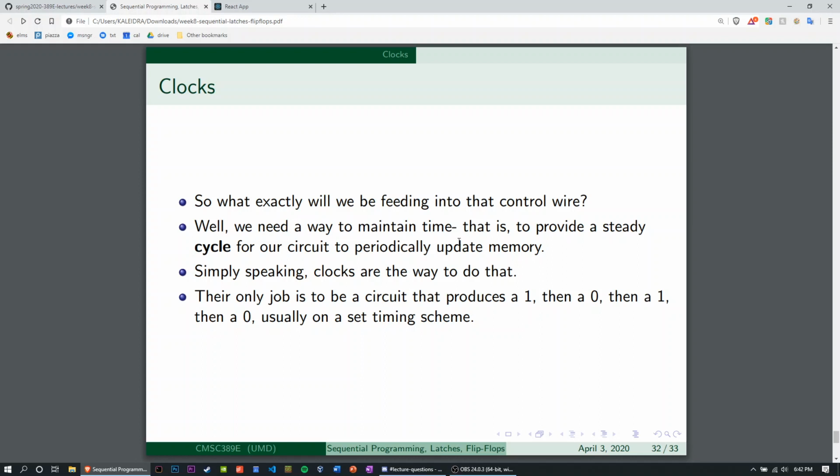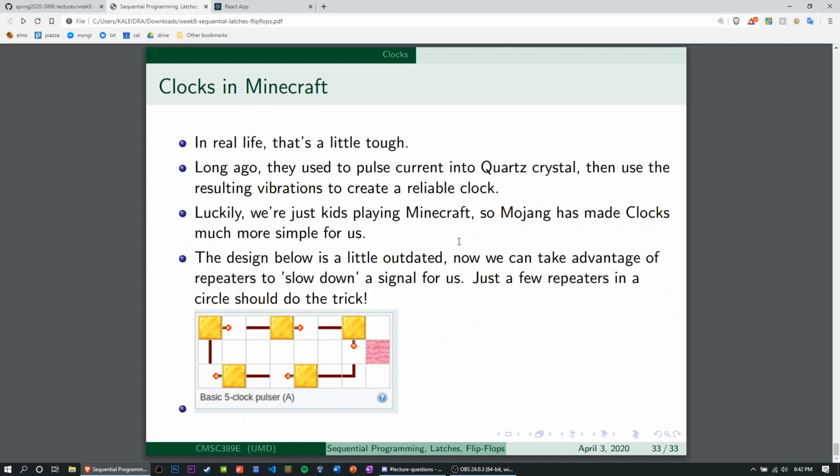And clocks are actually the simplest circuit. I think that's one of our projects that we're merging into another project, just because all you have to do is make a circuit that produces a 1, then a 0, then a 1, then a 0 on a set timing scheme, right? Now, if we gave you this assignment to do in real life, you'd be kind of high and dry. A long time ago, I think the first clocks they used were literal quartz crystals. They'd pulse a current into it and then use the vibrations to create a reliable clock. That's why on your watch, you see some people have watches that say quartz crystal. That is the first programmatic clock. They're basically just running a current from a battery into a quartz crystal and then using the vibrations there to accurately keep track of time. Now people have stuff like atomic clocks, but quartz crystals were the way to go back in the day. But luckily, we're just kids playing Minecraft, so Mojang has made clocks very easy for us, right?